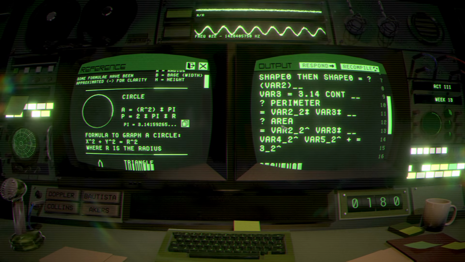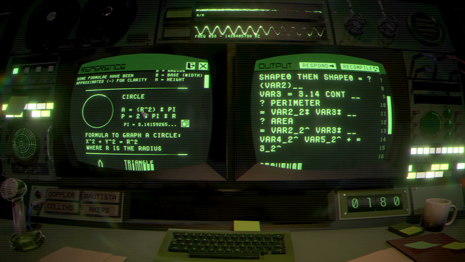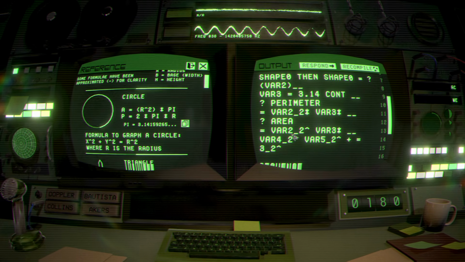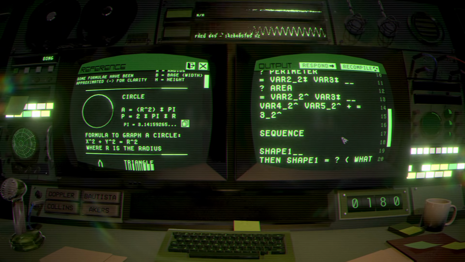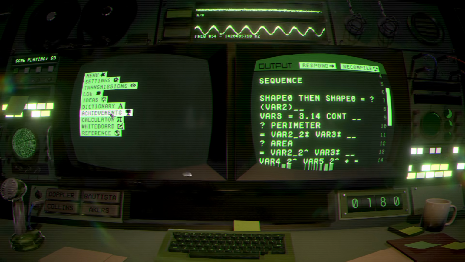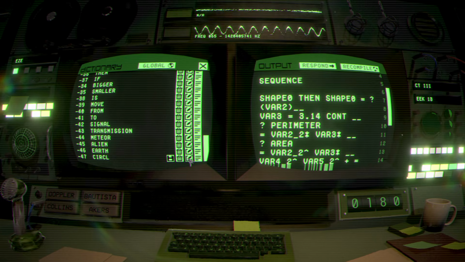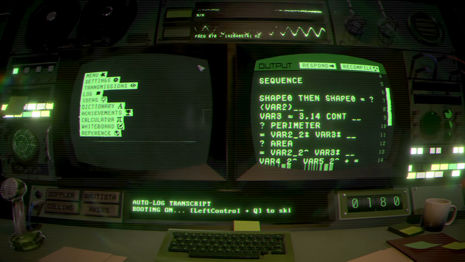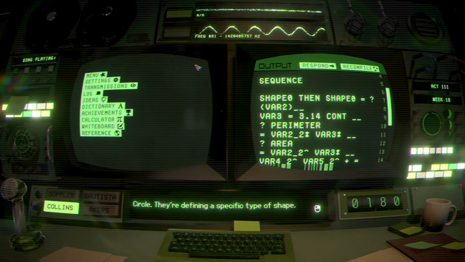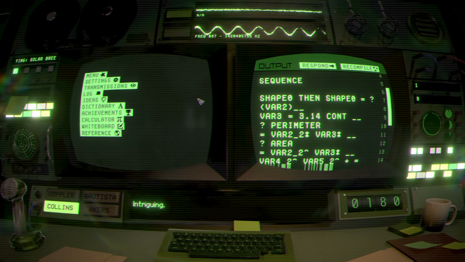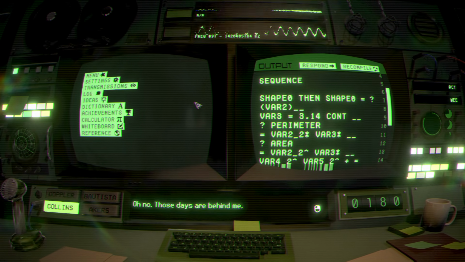And then there's the area formula. We can check our math here. Area is radius squared, so variable 2 squared, times pi, which is variable 3. That tells us that what we're looking at right here is a circle. And it looks like the transcript is agreeing with us. Awesome. Defining a type of shape. Intriguing. I'd wager we'll soon see why. Back to wagering, huh? Oh no, those days are behind me.